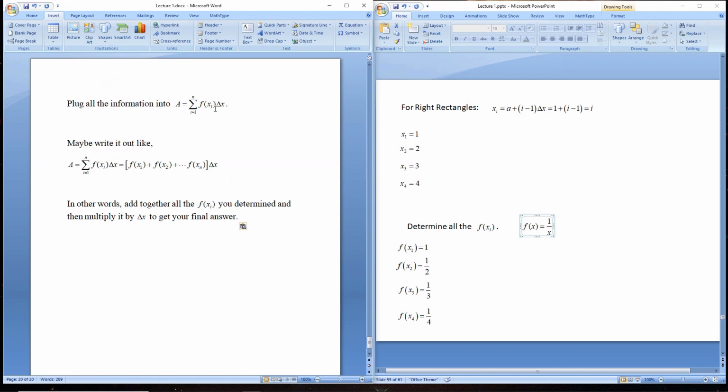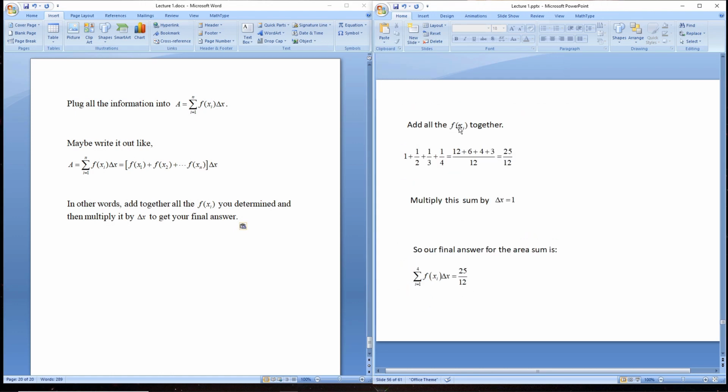And so what do we got next? Plug all of this stuff into the area sum. So we're going to take this information here, and we're going to plug this all together. We're going to add all of these function heights together. So we had 1 plus a half plus a third plus a fourth. And we do have to get a common denominator of 12. Adding all of those together gets us our 25 over 12. So that's this part right here, summing all of these heights.